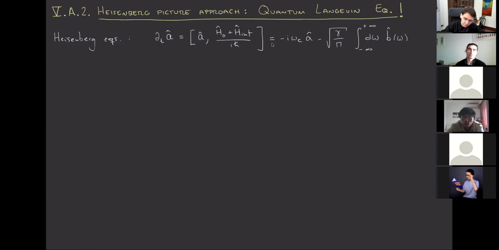Okay, then you can do the same now for the environment operators, so for the external field operators, and in this case, we just get this equation. Okay, so this is the starting point. We have the Heisenberg equations, and essentially we want to integrate the equation of the environment and then substitute it in here and find an evolution equation for the system operators.